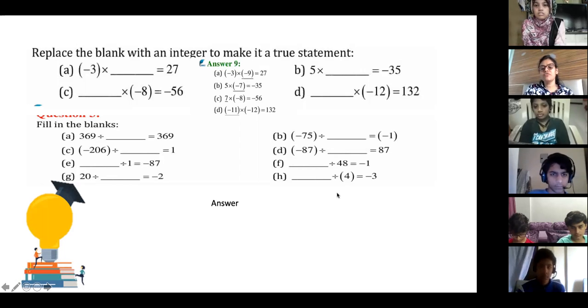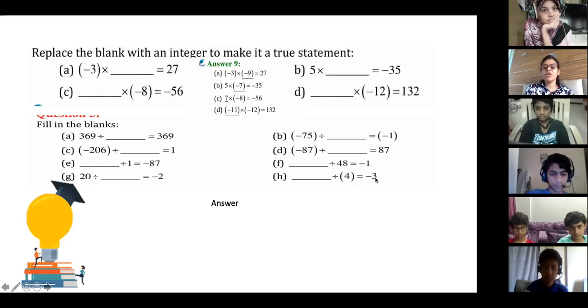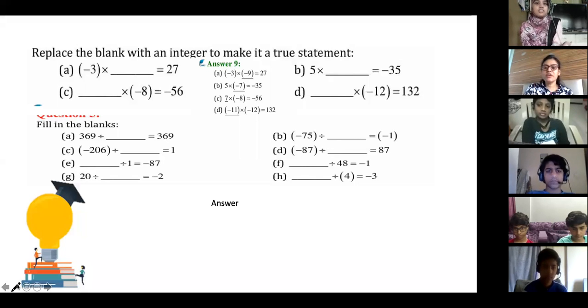X divided by 4 is equal to minus 3. So what will be the answer? The value of X would be equal to: the divided by 4 will go here and get multiplied, and you get minus 12. So that means here it should be minus 12. Is it clear? Do you understand what I am telling you?